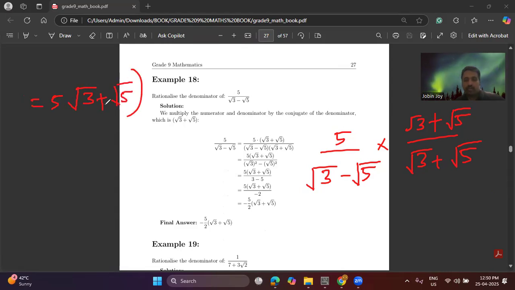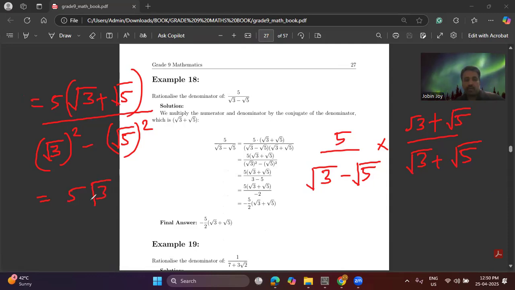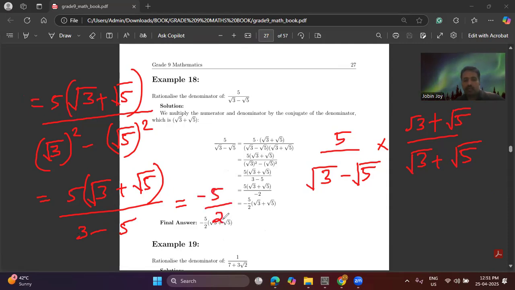The whole divided by, this is a plus b into a minus b, which is a square minus b square. a square is root 3 square, b square is root 5 the whole square. So this will be equal to 5 into root 3 plus root 5 divided by, root 3 square is root 3 into root 3 which is 3, minus root 5 into root 5 which is 5. So 3 minus 5 is minus 2. That means minus 5 by 2 into root 3 plus root 5. This is the answer. Understand?